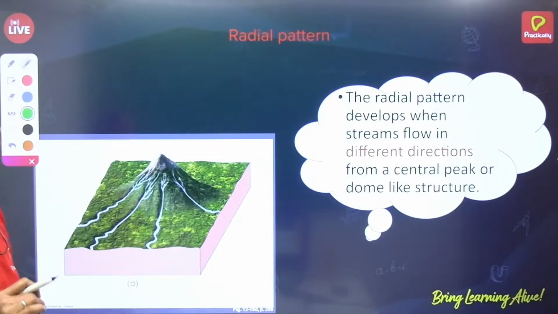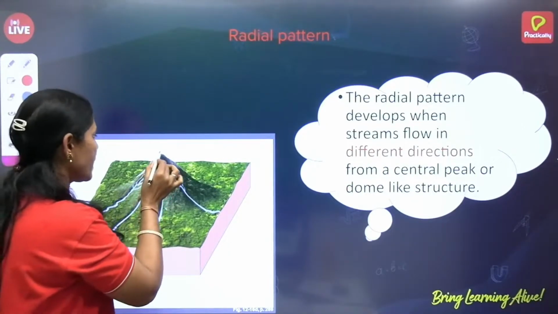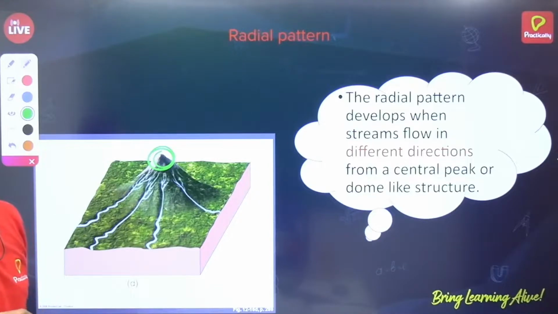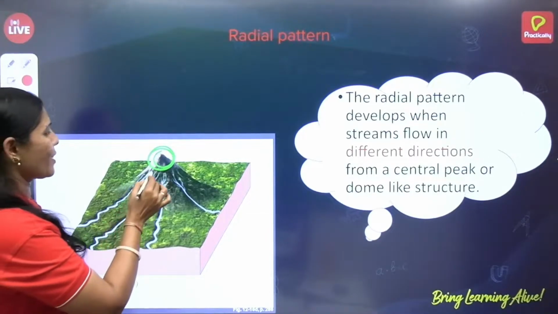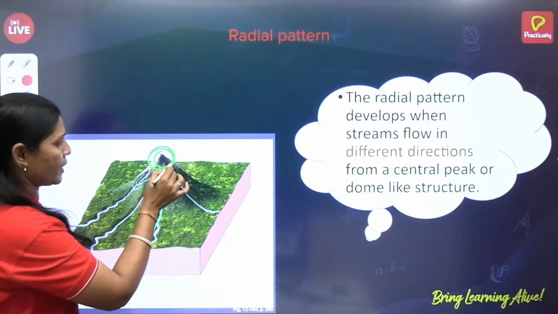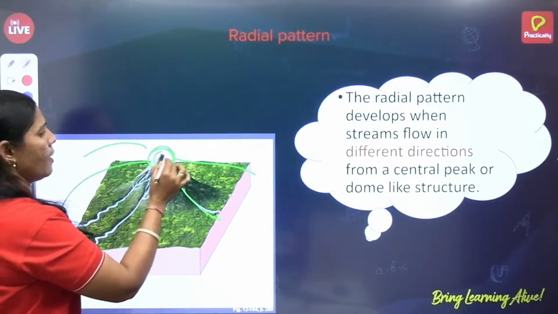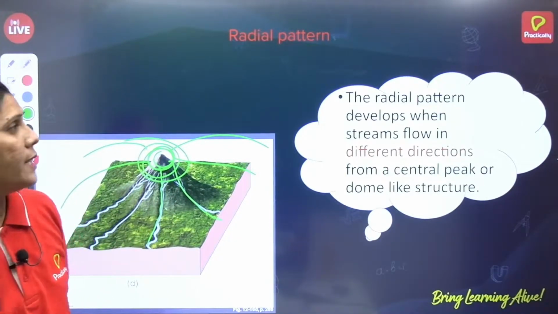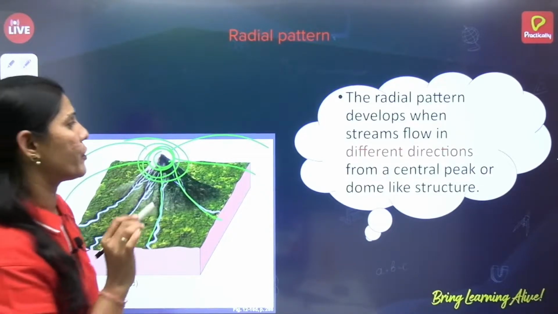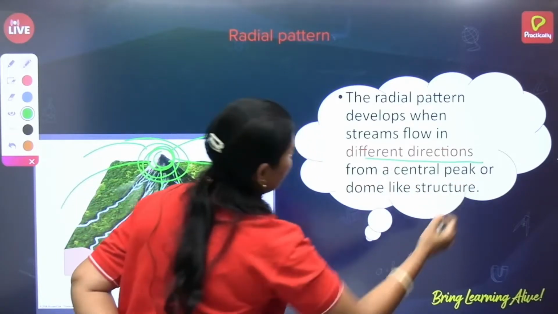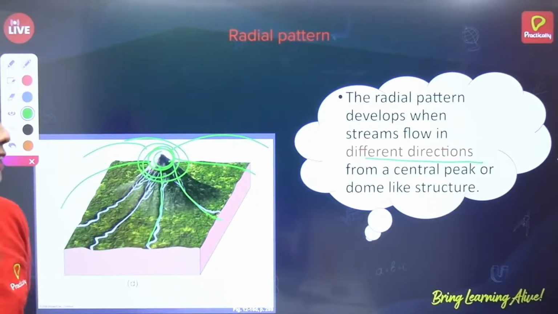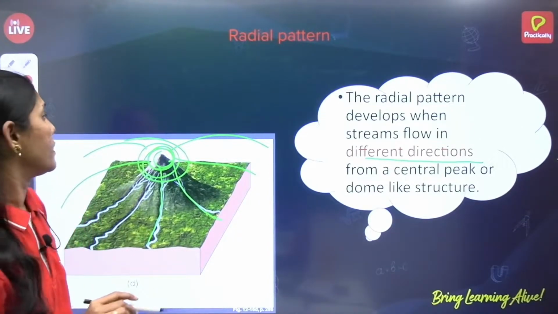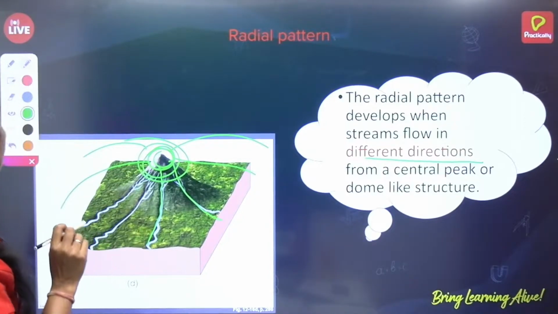And coming to radial. Radial is when the rivers are at hilly areas, either a mountain or higher lands, and the rivers flow down in different branches, in different directions. This type of pattern, we call the radial pattern of drainage. This is the fourth category of drainage patterns.